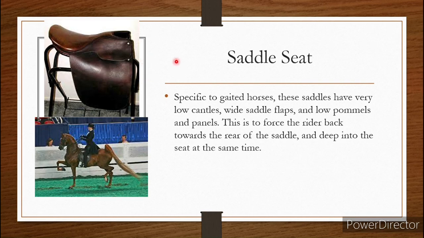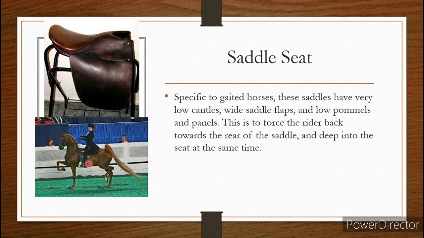These are specific to gaited horses, and we're going to include gaited horses in our Star Stable talks because gaited horses are awesome, and there are technically gaited horses in the game. These saddles have super low cantles, very wide saddle flaps, and low pommels. In fact, it's cut back very, very far. This is actually a cutback saddle.